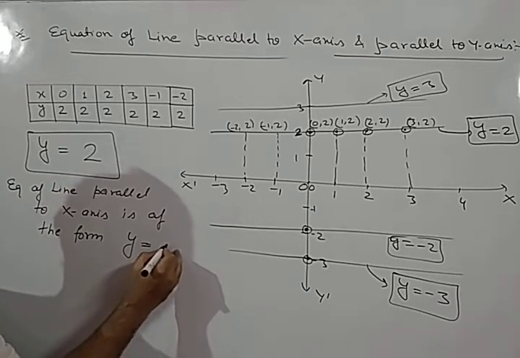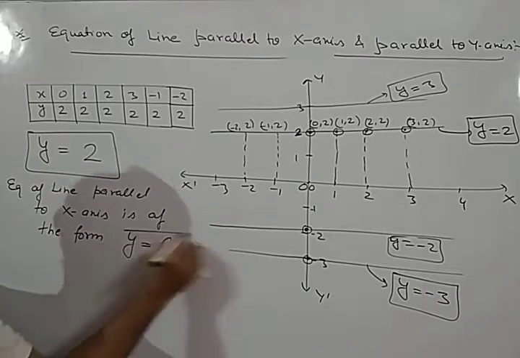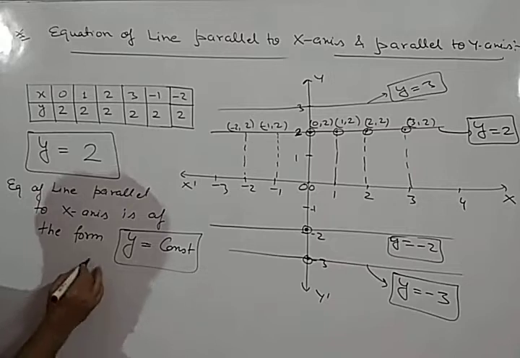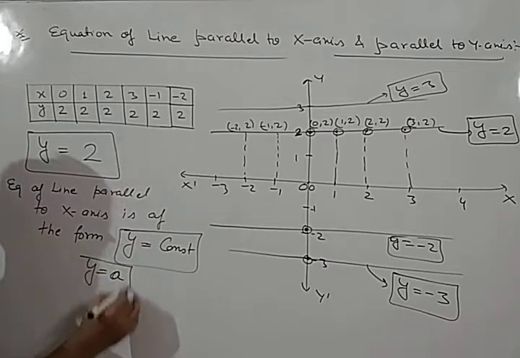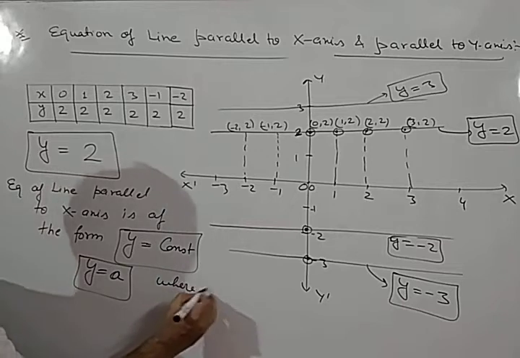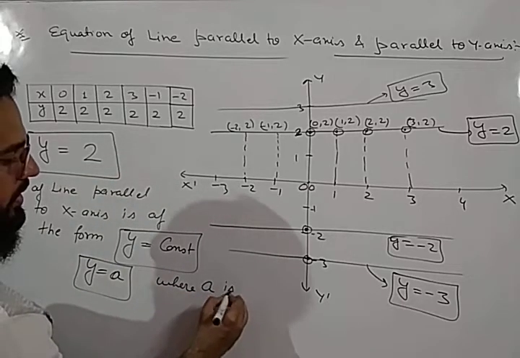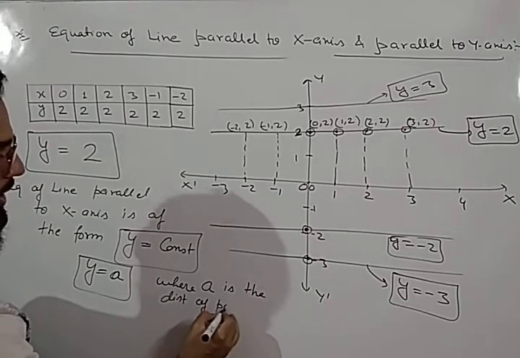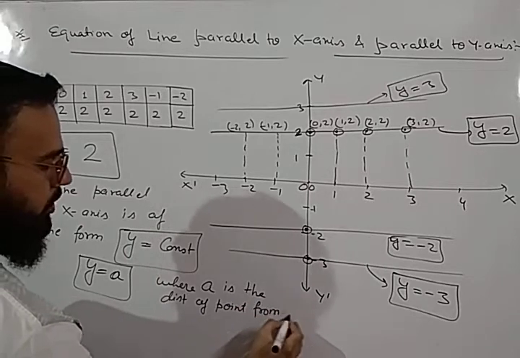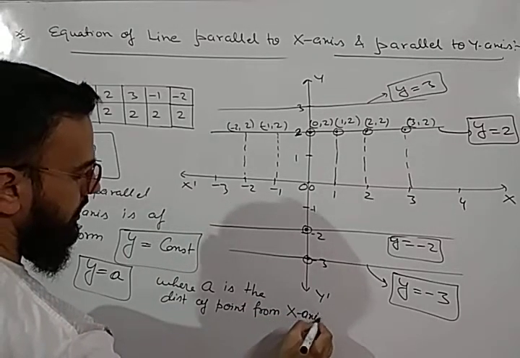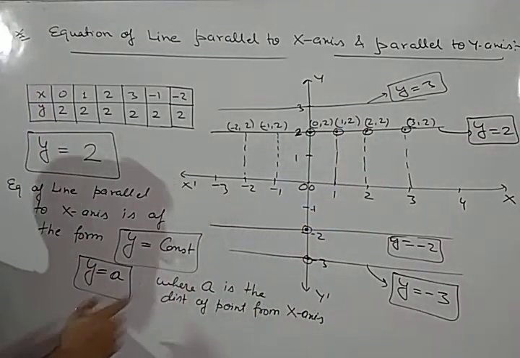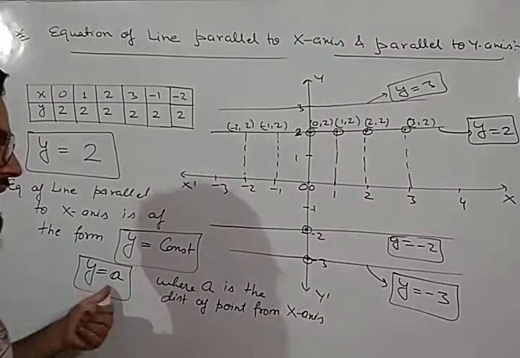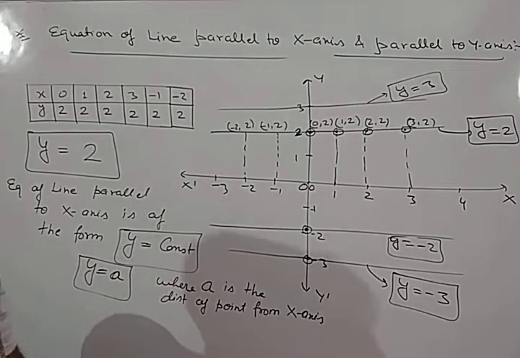Let us consider y is equal to constant. What is this constant? We can take it as y is equal to a. Suppose this constant is a, where a is the distance of the point from the x-axis. Whatever the distance is, that value is a. If it is positive, then we will take a as positive. If it is on the negative side, then we will take a with a negative sign. Clear? So this is the equation.